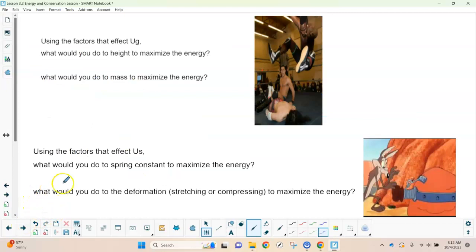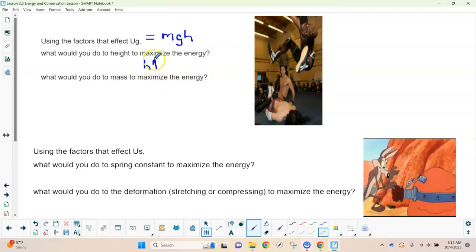So again, some examples. This person is going to jump on this person and land on them. So how would we want to maximize the gravitational potential energy? So it's mgh. So what are we going to do to this height? Would you just jump on them from a low level or the higher? I think it makes sense the higher.